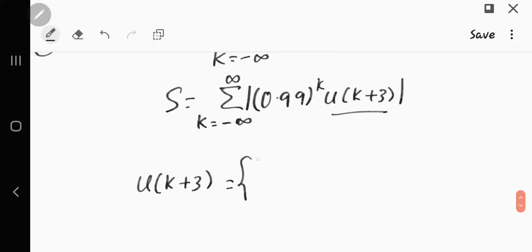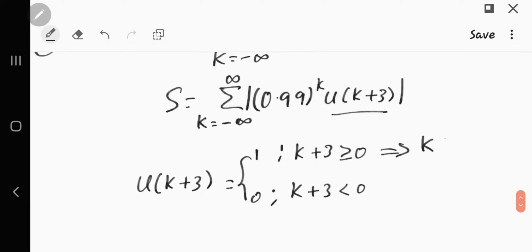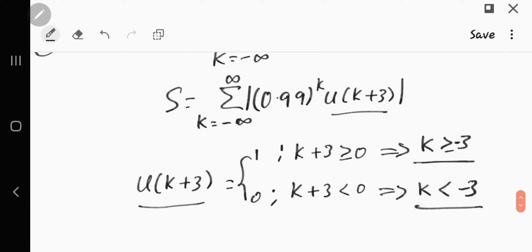So u of k plus 3 is equal to 1 for k plus 3 greater than or equal to 0, and it is 0 for k plus 3 less than 0. Now if you simplify this, we'll get k greater than or equal to minus 3 and k less than minus 3. So that means for values of k which are greater than or equal to minus 3, u of k plus 3 is 1, and for values of k which are less than minus 3, u of k plus 3 will be 0. So this is the limit here.